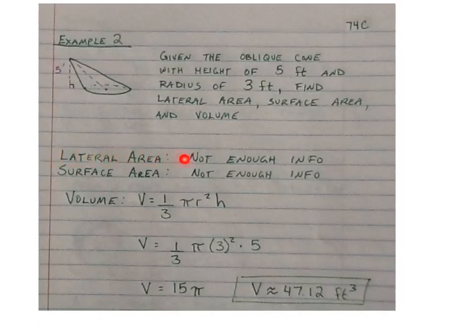When we go to calculate the lateral area, because it is oblique, we do not have enough info to calculate the lateral area, which also means we don't have enough information to calculate the surface area. So for the oblique cone, we can only find the volume. And this volume has the same equation, 1/3 pi r squared times h. So we plug in our value of 3 and a height of 5, and we find that this equals 15 pi, or approximately 47.12 feet cubed.